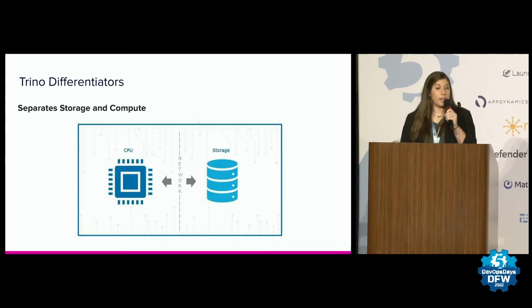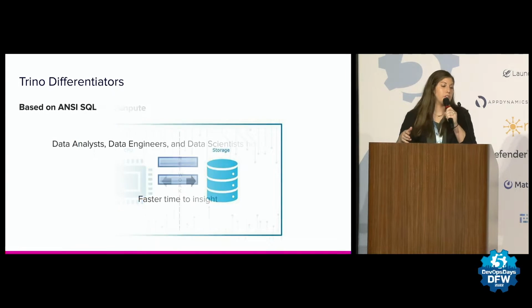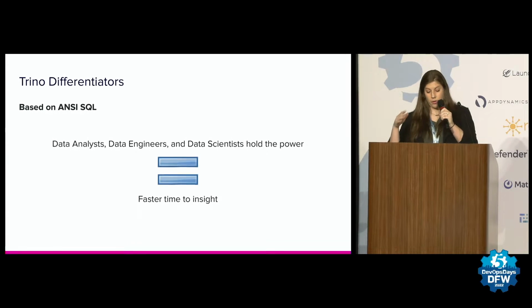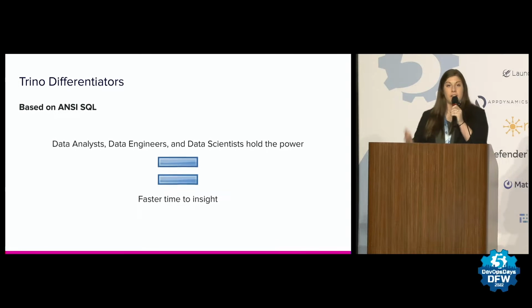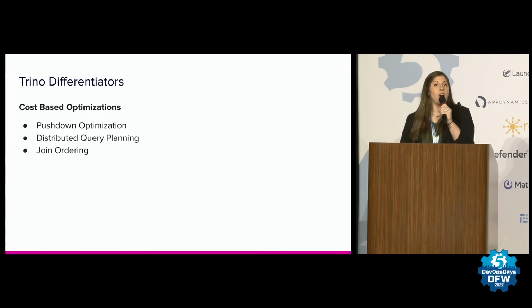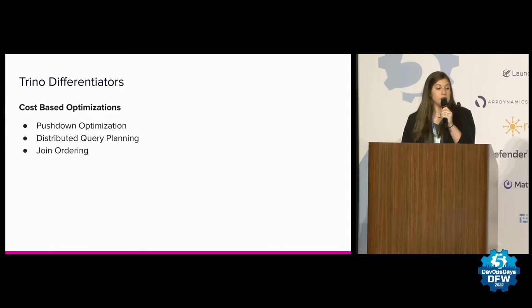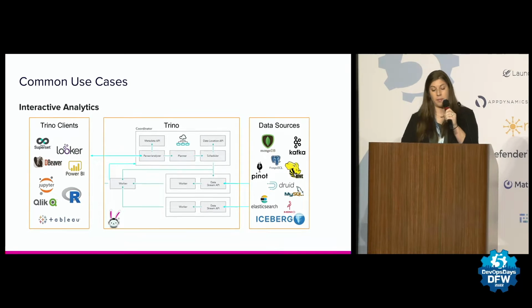Trino is also ANSI SQL based, so it's a common language known by lots of data analysts, data engineers, and data scientists, and allows them to hold the power to find your data insights, and you get a faster time to insights to answer those business questions. To keep Trino efficient, there are many cost-based optimizations built into the engine, all for the purpose of increasing the speed at scale. These optimizations include push-down optimization, distributed query planning, join ordering, dynamic filtering, and many more. Go look at the website. There's many pages on it.